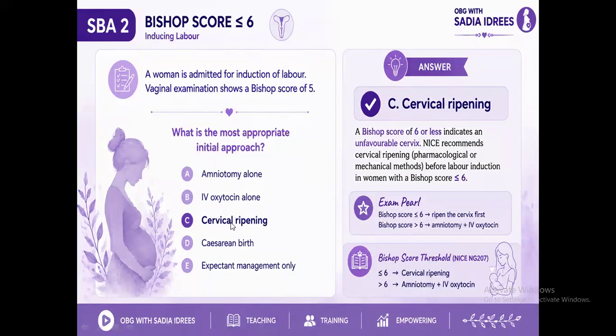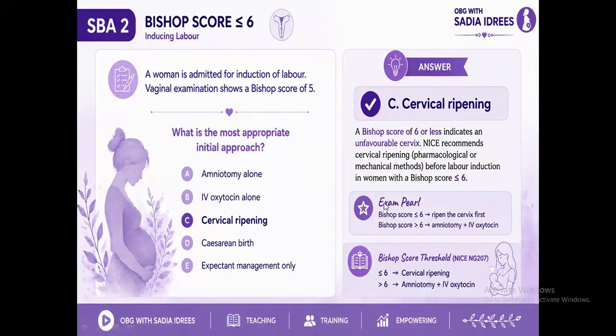Why? Because the NICE guideline divides the initial method of induction according to a very important threshold: Bishop score less than 6 and Bishop score more than 6. A Bishop score of 5 means the cervix is not yet favorable for amniotomy based induction. So our first job is to ripen the cervix. Depending on the woman's circumstances, preferences, and contraindications, this may involve a pharmacological method or a mechanical method.